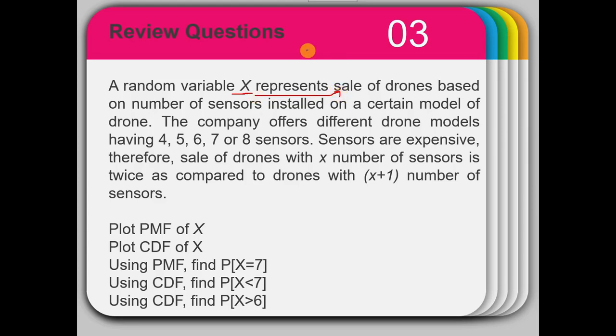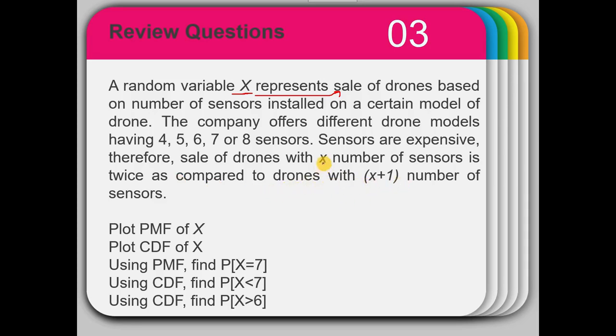If X has a certain value, then it means that X has a certain amount of sale. The company offers different drone models having 4, 5, 6, 7 or 8 sensors. So there are different numbers of sensors on the drone that is being sold. The sensors are expensive, therefore sale of drones with X number of sensors is twice as compared to drones with X plus 1 number of sensors.